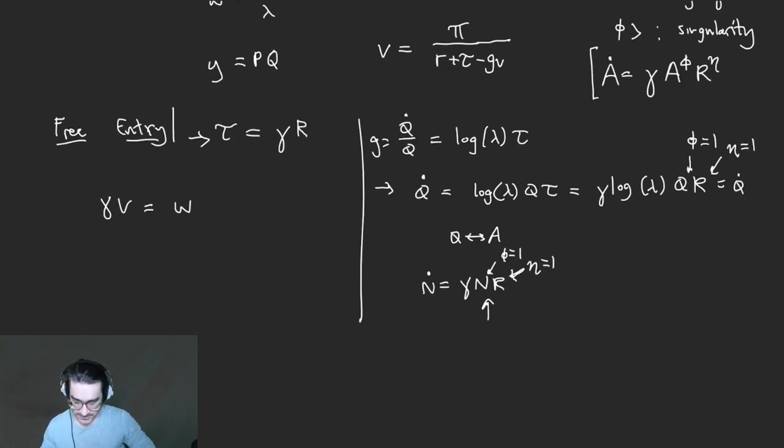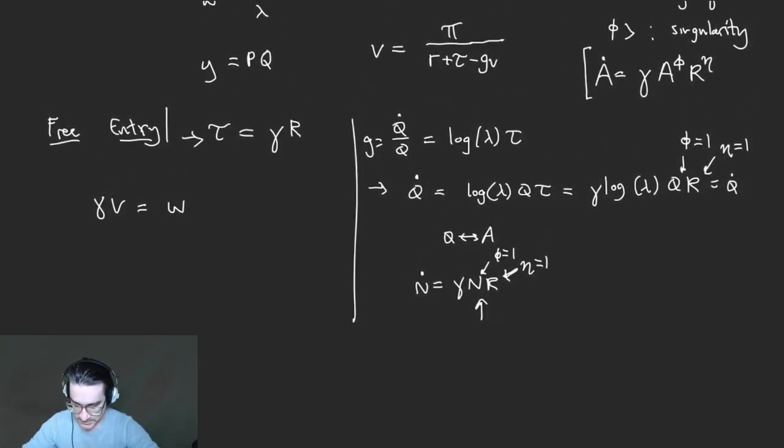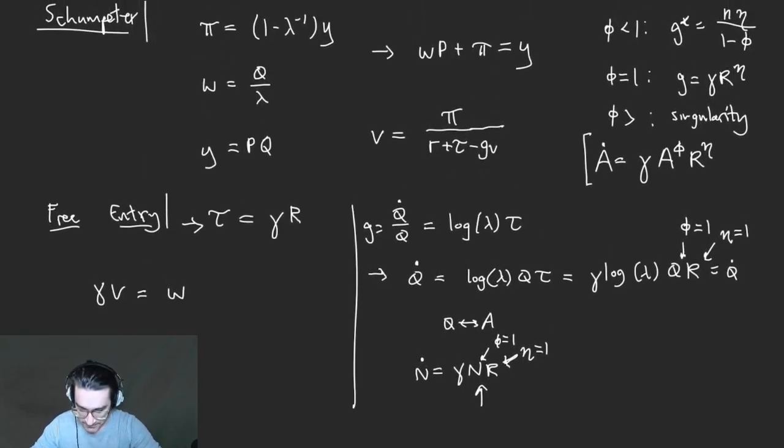So there's details in here that aren't true, okay? They're not accurate. There are simplifications, but this is the simplest way to approach it for now. All right, so gamma V equals W. That's our financial condition. So now we have mostly everything we need.